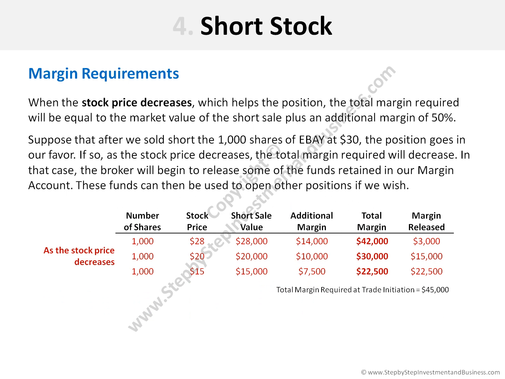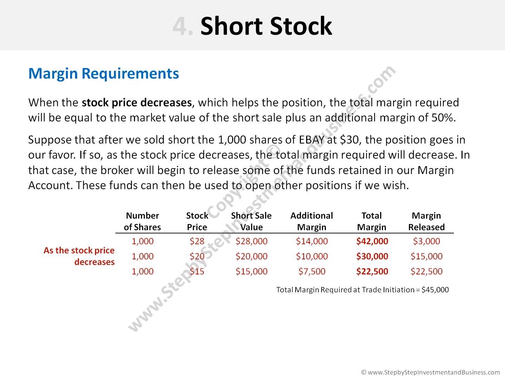In contrast, when the stock price decreases, which helps the position, the total margin required will be equal to the market value of the short sale plus an additional margin of 50%. Suppose that after we sold short the 1,000 shares of eBay at $30, the position goes in our favor. If so, as the stock price decreases, the total margin required will decrease. In that case, the broker will begin to release some of the funds retained in our margin account. These funds can then be used to open other positions if we wish.